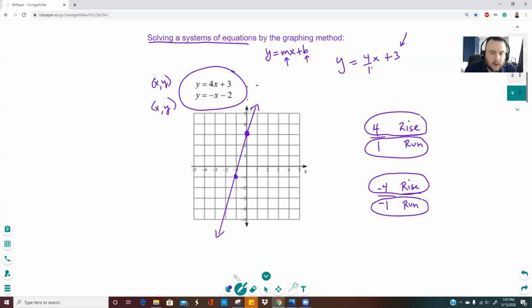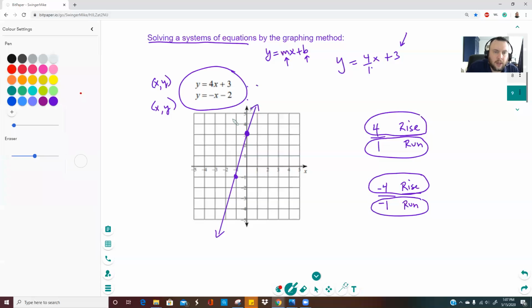So let's graph the second one, and I'll use a different color here. y equals negative x minus 2. So negative 2 is your b, your y-intercept. Go down to it and put a dot. Now, negative x means negative 1x, so m in this case equals negative 1. That's the same as negative 1 over 1. That's my rise, and that's my run. So I start at a point on my line, go down 1, and then run 1, meaning positive 1 to the right.